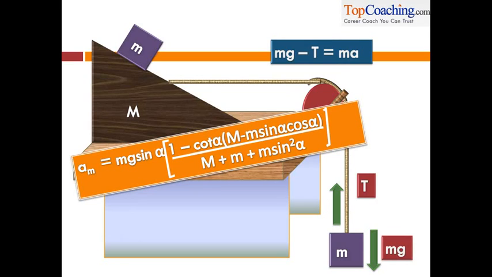Of course, in this question we have assumed that the acceleration of the wedge of mass capital M and the small block of mass small m that moves vertically are one and the same, because both of them are connected to the same string, isn't it?